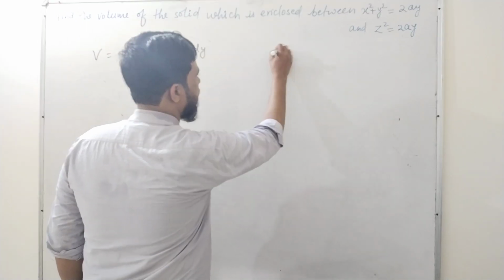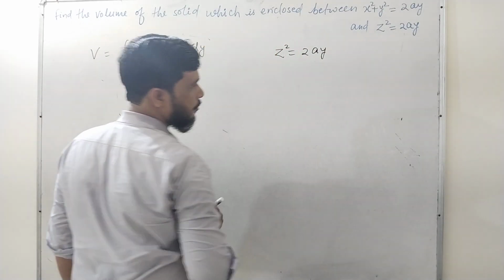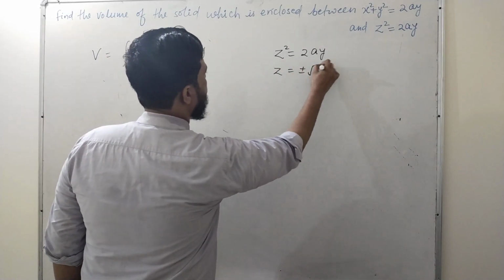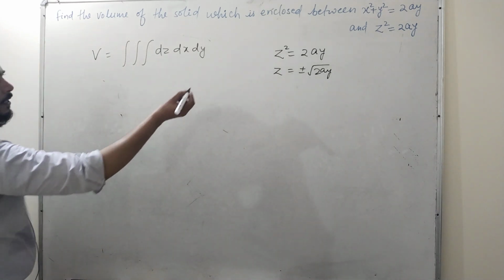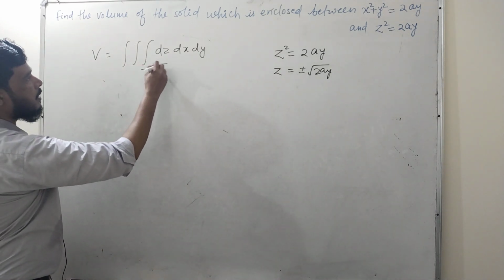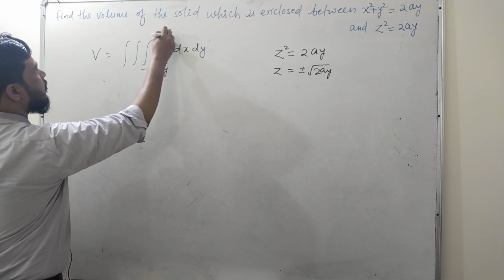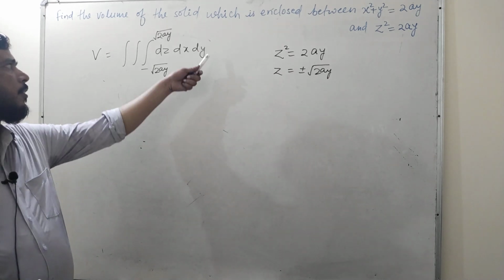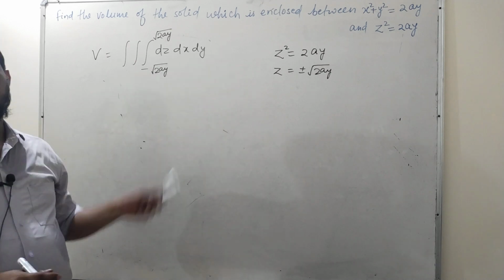To decide the limit of z, here we have the equation z² = 2ay. That means z is equal to ± √(2ay). From here we can say that the lower limit is −√(2ay) and the upper limit is +√(2ay). Now we will convert this Cartesian form into polar form to make this integration simpler.